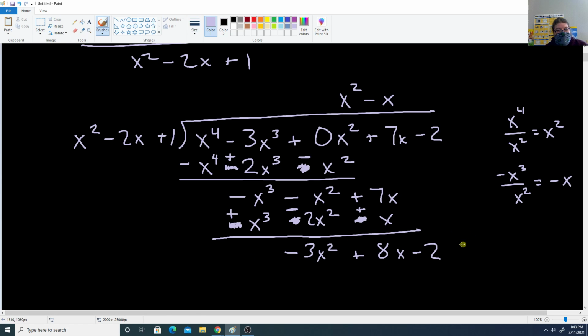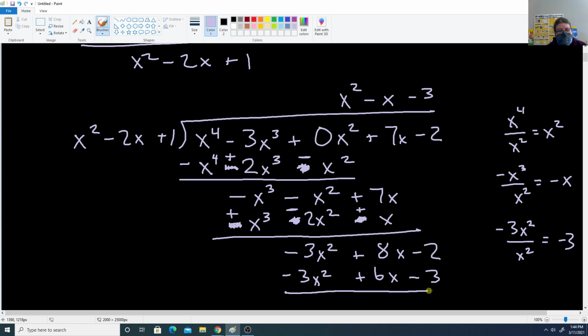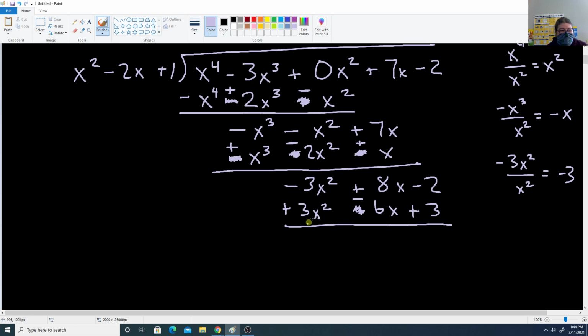So this will be our final pass. We have negative 3x squared for the new leading term. Divide it by the x squared, the leading term of your divisor. These cancel, giving me negative 3. So I put negative 3 up there. Negative 3 times x squared is negative 3x squared. Negative 3 times negative 2x is positive 6x. Negative 3 times 1 is negative 3. We switch the signs. This becomes positive, that becomes negative, this becomes positive. We add them up. The x squareds cancel. 8x minus 6x is 2x. And negative 2 plus 3 is plus 1.